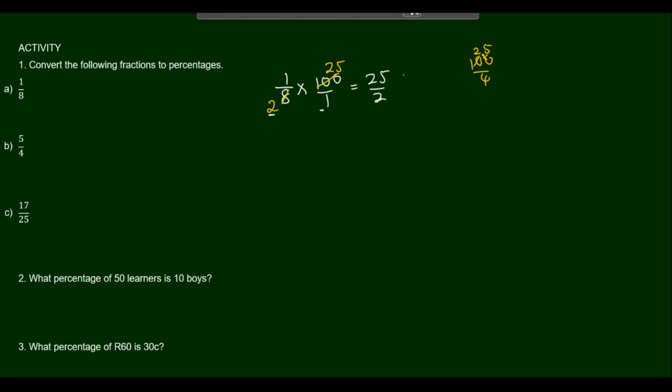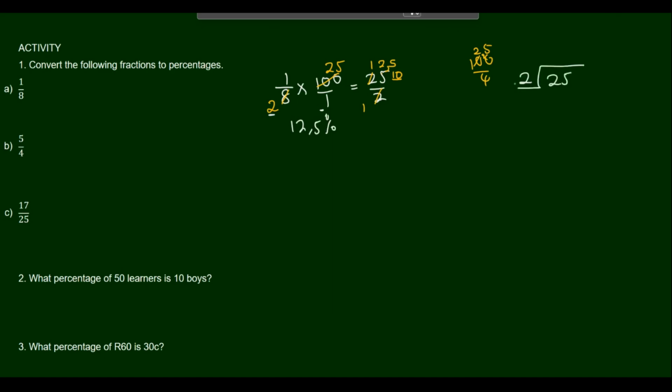Let's use short division, but I'll show you also long division. So we say 2 into 2, 1. And then 2 into 5 is 2. Remainder 1. So what do we do here? We don't have any number, so we put a comma here. And then our remainder is 1, and then we add a 0 to it, becomes 10. Then we say 2 into 10, which is 5. So our answer here is 12.5%.